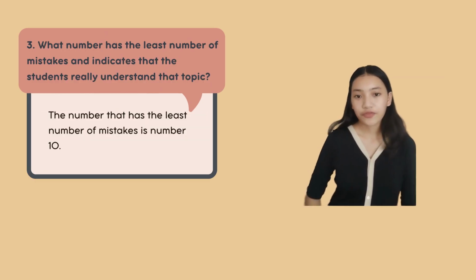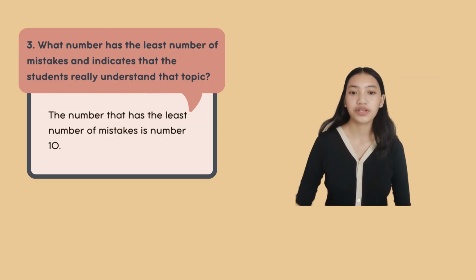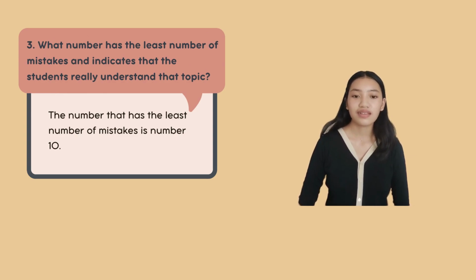On the other hand, for question number 3, which asks for the number that has the least number of mistakes, based on the graph, number 10 has the least number of mistakes, with no student having a mistake. This indicates that the students understand this topic well. In summary, the bar graph helps us visualize the data and identify the quiz item that needs to be reviewed again with the students, which is number 8, and the item that the students understand well, which is number 10.